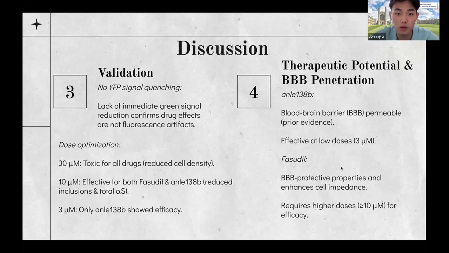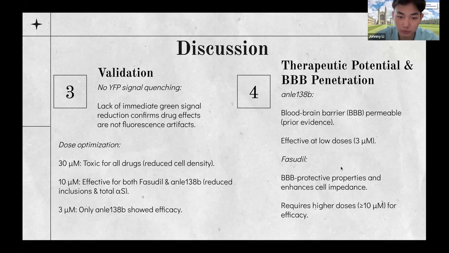Now, we next want to validate our findings. Essentially, it showed that the 30 micromolar treatments were consistently toxic. This confirms that the high doses are not suitable and that 10 micromolar is a lot more appropriate, as it reduced both without toxicity. Surprisingly, Anli was also effective at just 3 micromolar, which indicates its potency even at low concentrations. And while we didn't perform IC50 calculations, the data suggests that 5 to 15 micromolar of either drug is sufficient.